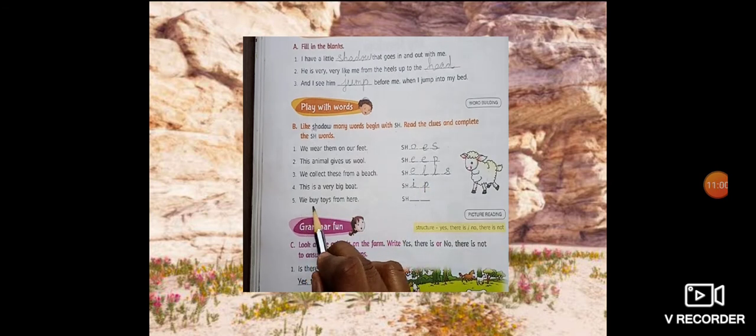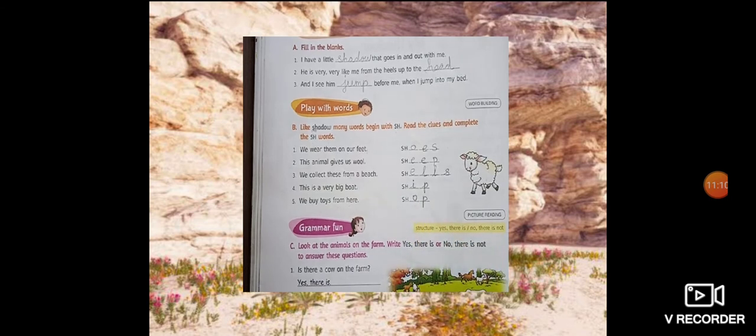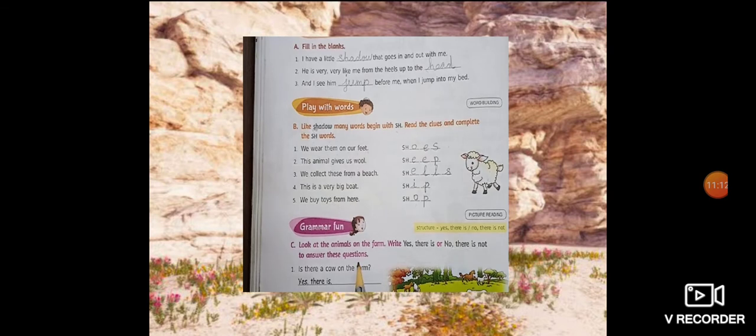Fifth one. We buy toys from here. Where do you buy toys? Shop. S-H-O-P. Okay. Have you understood, children?